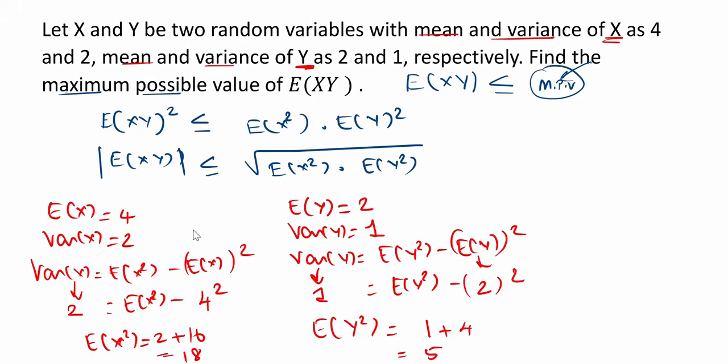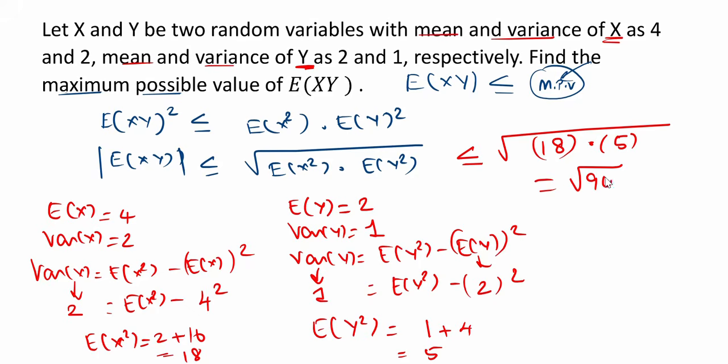Now go and apply the data over here. So this will be less than or equal to root over E of X square, which on substitution gives me 18, and E of Y square on substitution is 5, which is root over 18 fives are 90. So this is nothing but 3 root 10. So the maximum value XY can take is going to be equal to 3 root 10. So this completes the first problem.